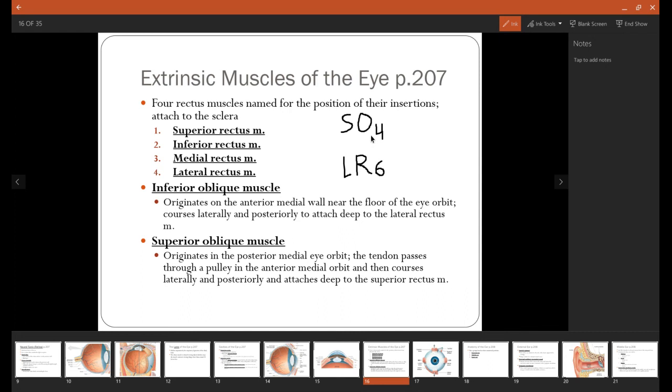SO stands for superior oblique, and that is innervated by cranial nerve number 4, which is the trochlear nerve. Lateral rectus is innervated by cranial nerve number 6, which is abducens. And then the rest are all innervated by cranial nerve number 3, oculomotor.